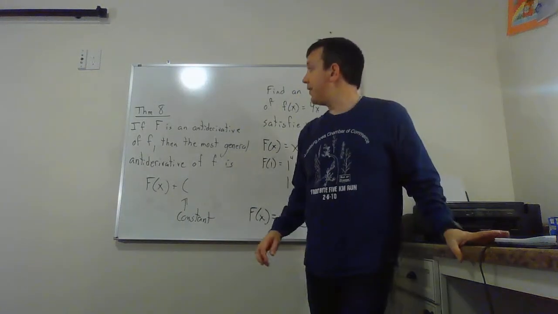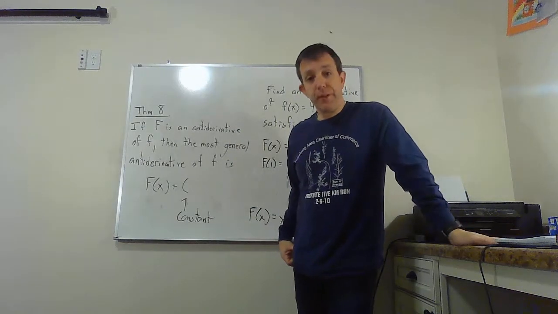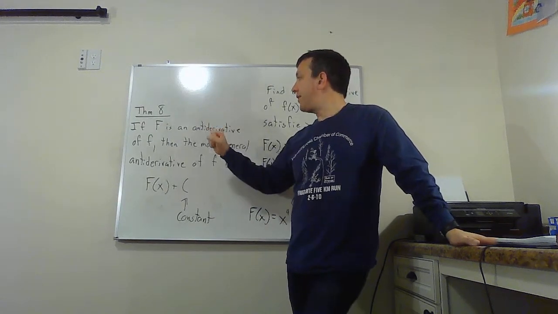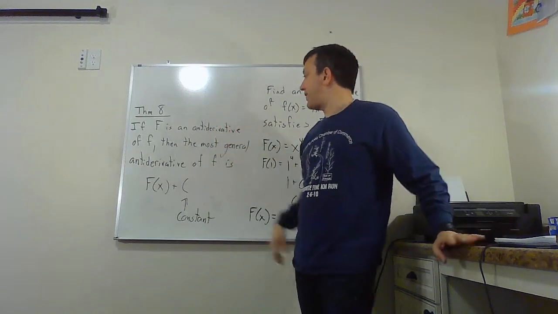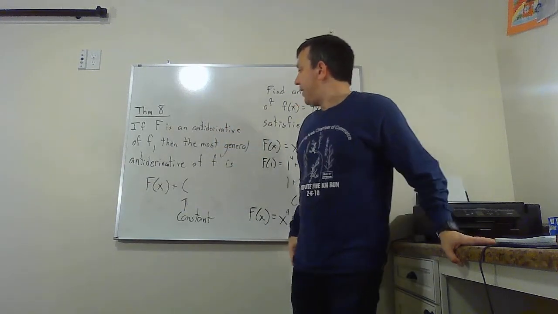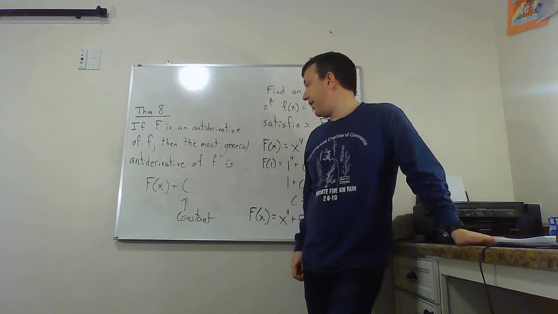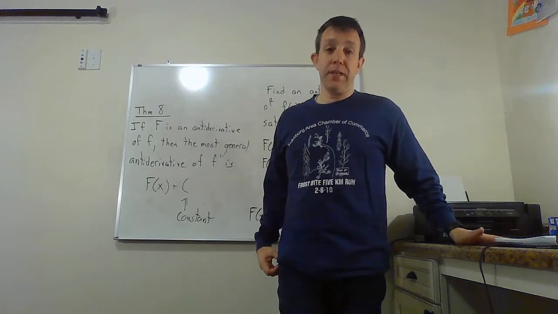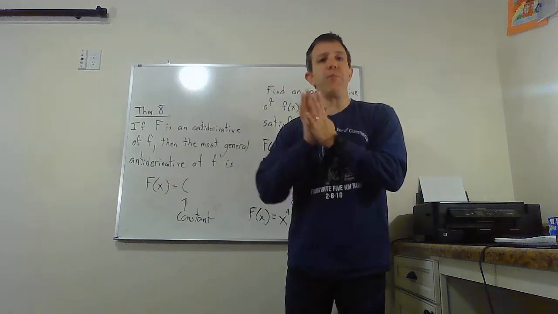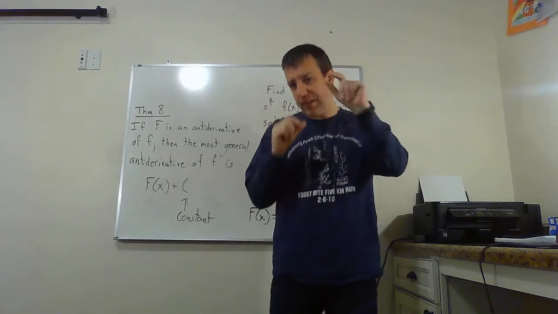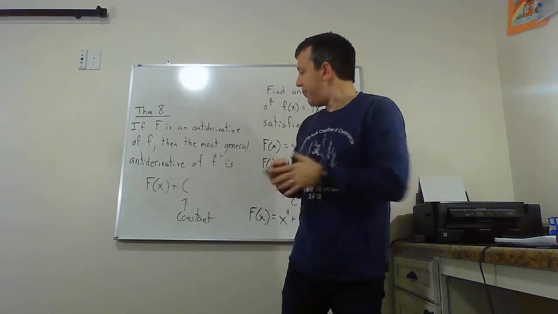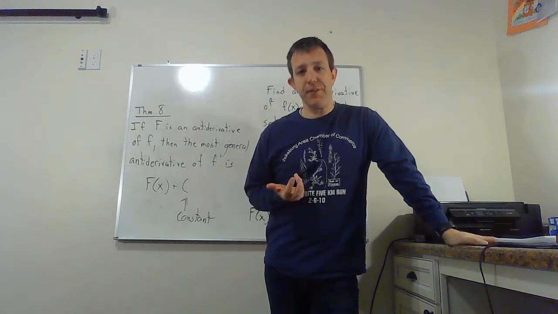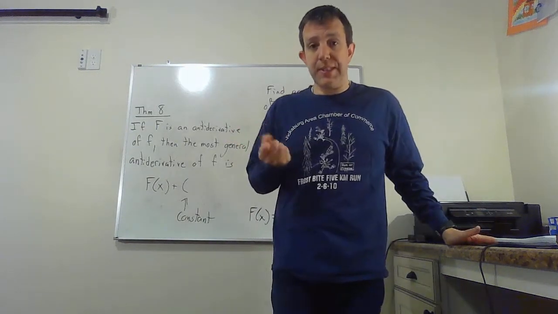Okay, so continuing on, I have here now a theorem that's also going to be super important to us. Theorem 8, out of your book, says if capital F is an antiderivative of little f, then the most general antiderivative of little f is capital F of x plus c, where c is an arbitrary constant. Once upon a time, we did this just a little bit before. Basically, you can add a constant onto any function, and it doesn't change its derivative, because the derivative of a constant is always 0.